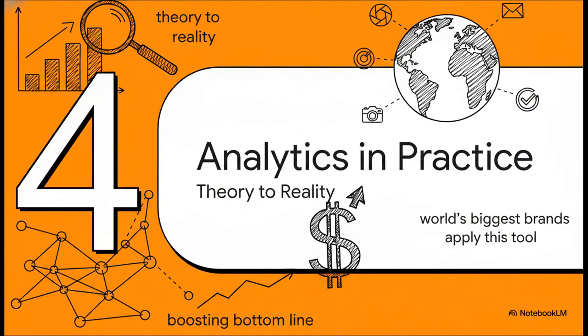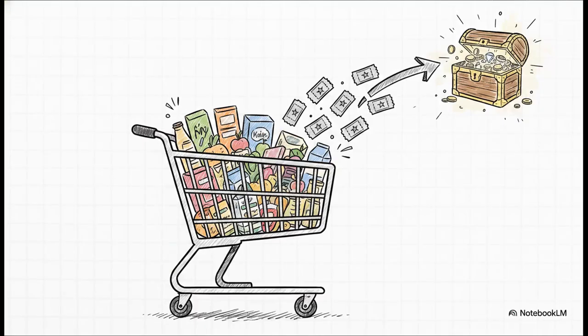Let's take all this from theory into reality with Section 4, Analytics in Practice. First up, let's look at the massive grocery chain Kroger. They crunch years of loyalty card data to send out 11 million direct mailers every single quarter.